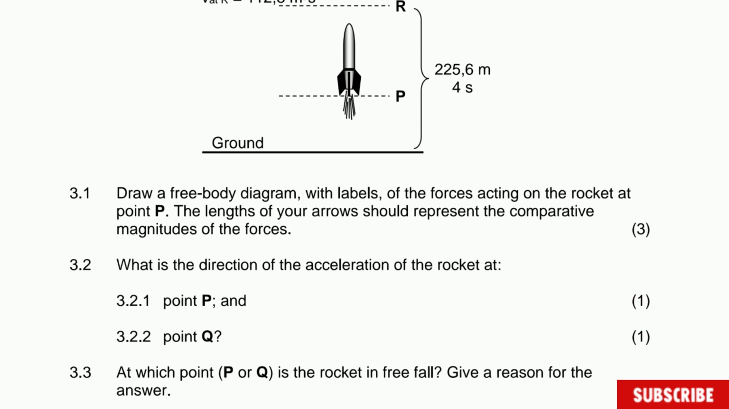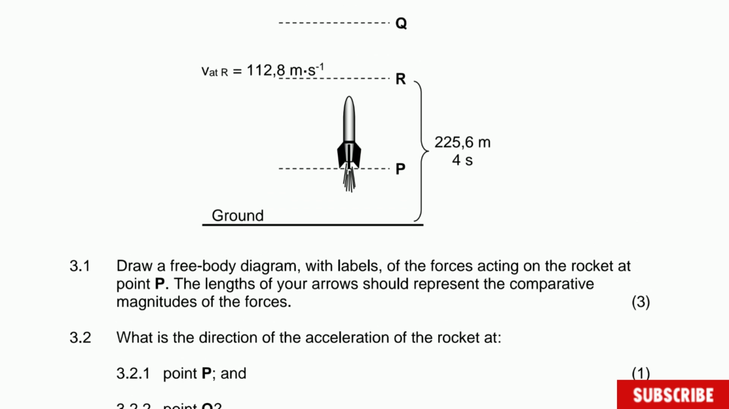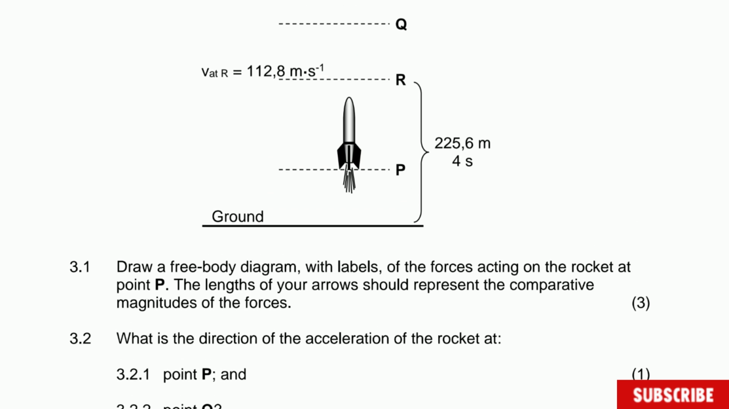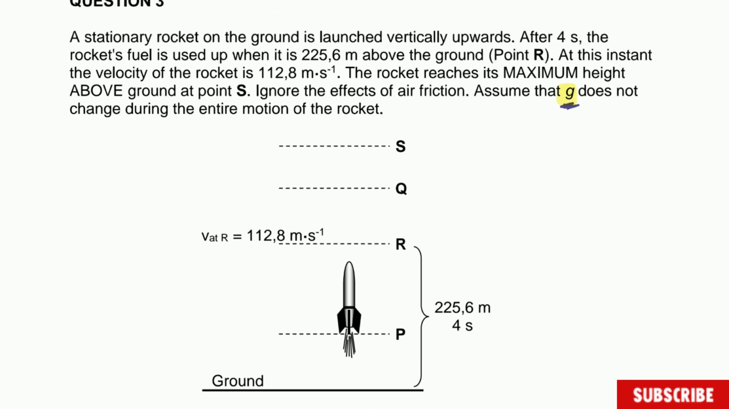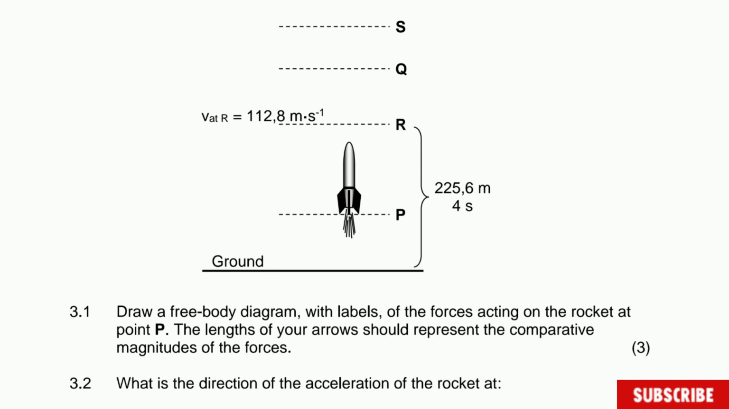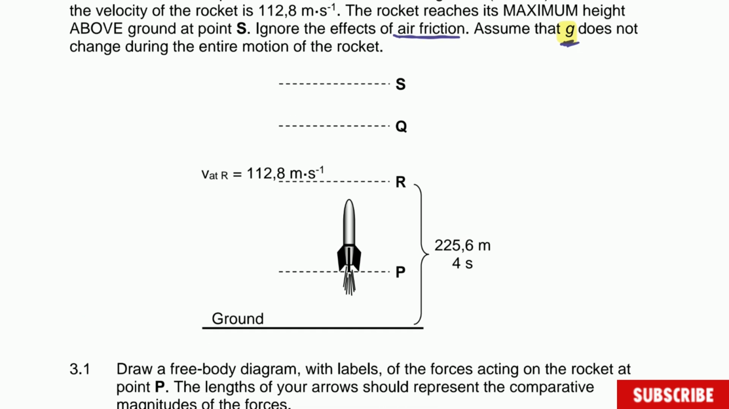Now question 3.1: draw a free body diagram with labels of all the forces acting on the rocket at point P. Now point P is right there. The rocket is still moving up with the gases inside the rocket, so there are 2 forces acting on that rocket. And they said here, ignore the effect of friction, which is a little bit difficult because the rocket is moving too fast, so there will definitely be air friction, but it's fine. They say ignore. So we're going to be doing question 3.1 right on this side here.